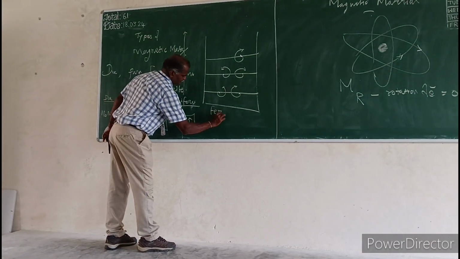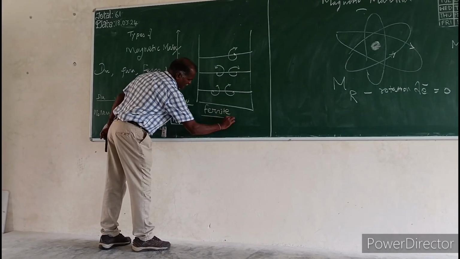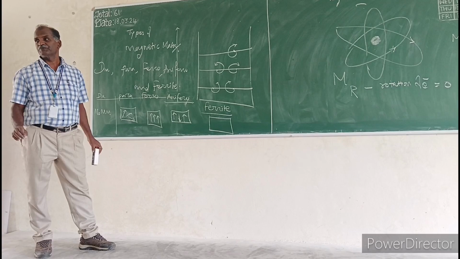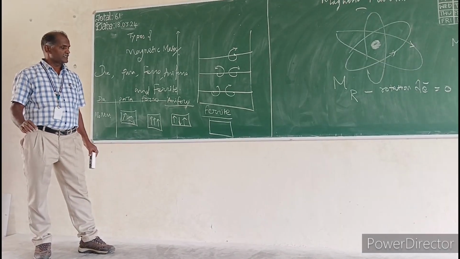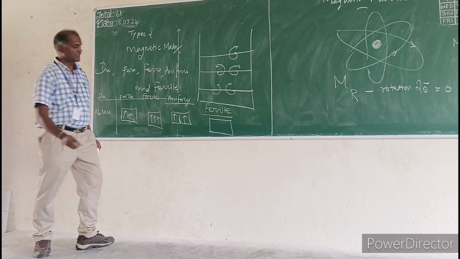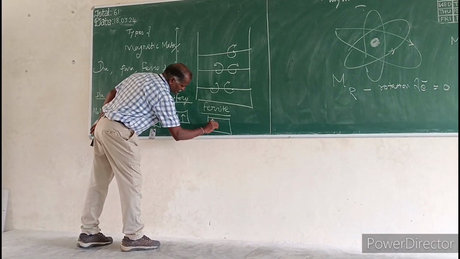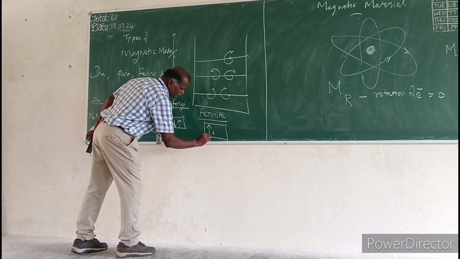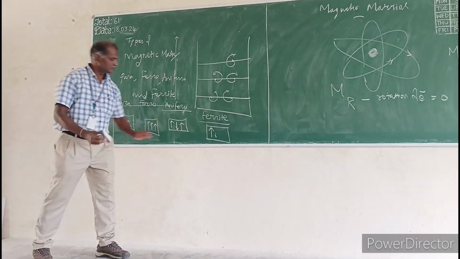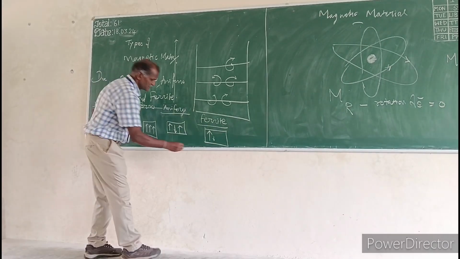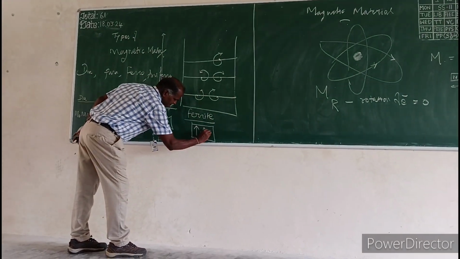Last one, ferrite. Here, magnetic moments are present. They are opposite but not equal to each other. One is up, another one is down with a little bit of magnitude. The magnitude values are not equal. This is true in the case of ferrite.